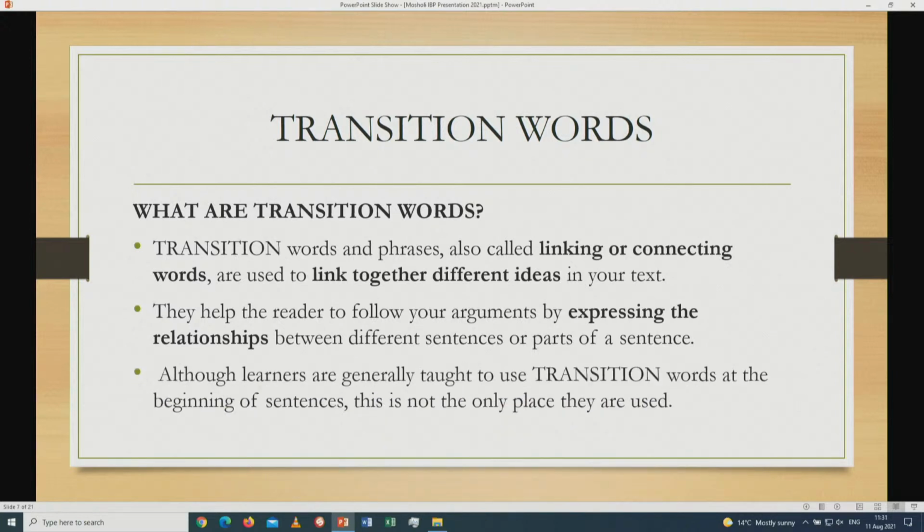Although learners are generally taught to use transition words at the beginning of sentences, this is not the only place they are used.